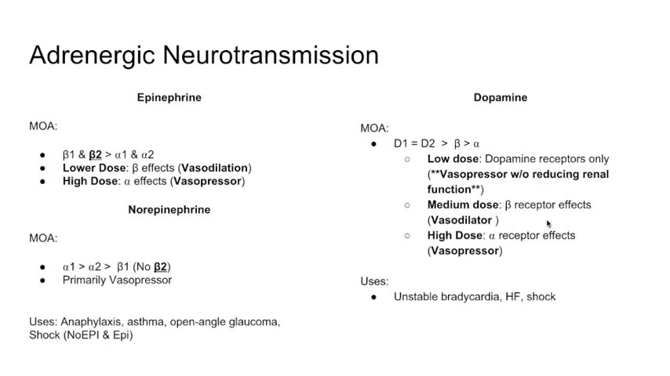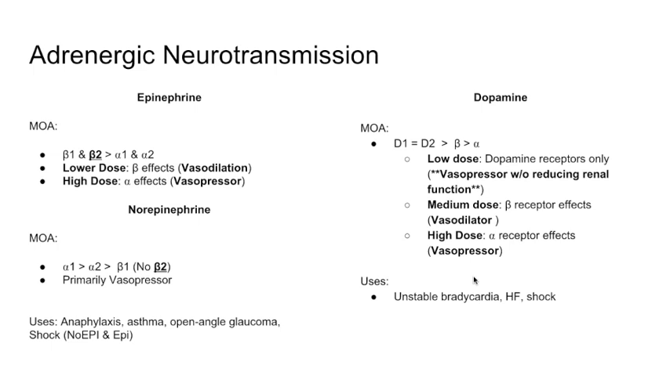At the medium dose, you have the beta receptor effects, and as we talked about, the beta receptors have receptors in some of the vascular smooth muscle, and it causes vasodilation. And at the very highest dose, dopamine is a true pressor. The alpha receptor effects take over, and you have only vasoconstriction, and you have a true vasopressor.